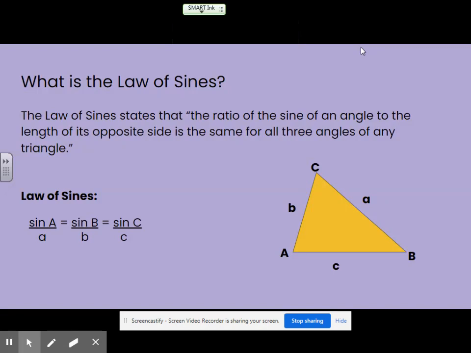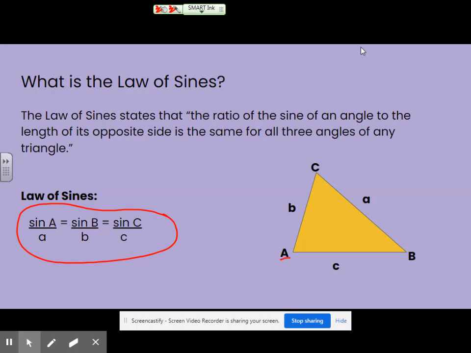So, this is a pretty friendly, short, sweet section, but let's get into it. What is the law of sines? It states that the ratio of the sine of an angle to the length of its opposite side is the same for all three angles of any triangle. Well, what does that mean? I will say that sums down into this nice, neat blurb over here using our triangle to the right.